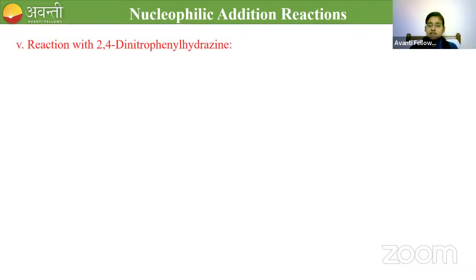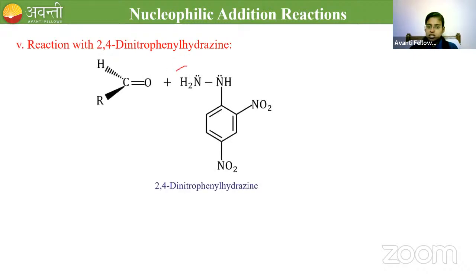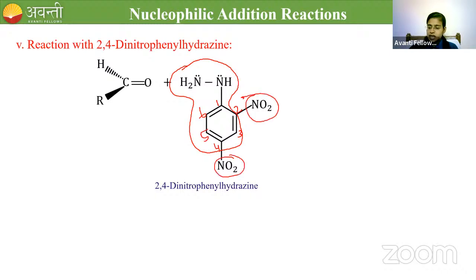Coming to the fifth compound. Fifth is reaction with 2,4-dinitrophenylhydrazine. So what is 2,4-dinitro? This group is called phenylhydrazine, and this is carbon number 1, 2, 3, 4, 5, and 6, right? So if there are two nitro groups attached at the second position and fourth position, then it is called 2,4-dinitrophenylhydrazine.